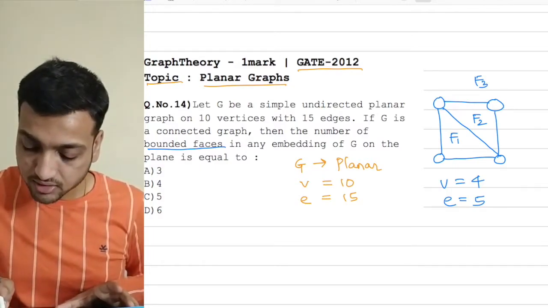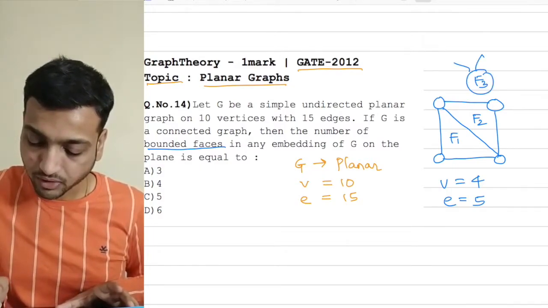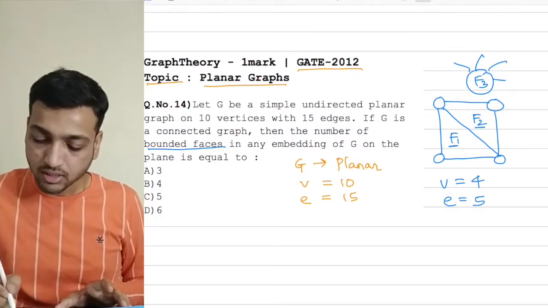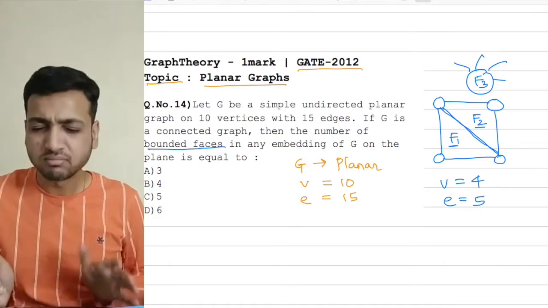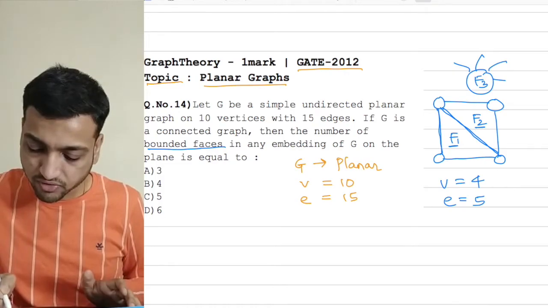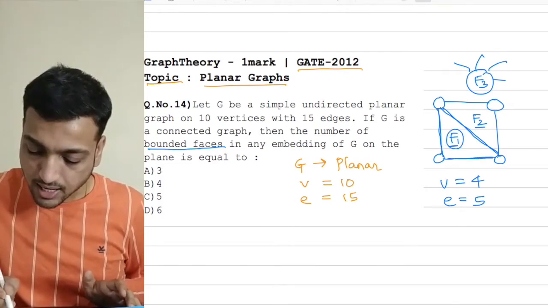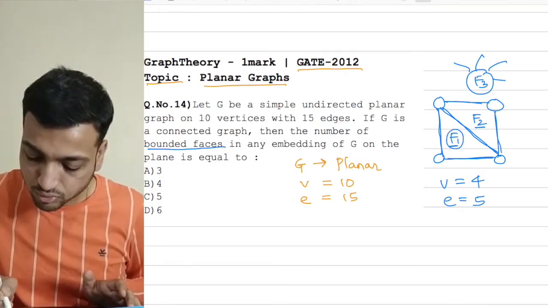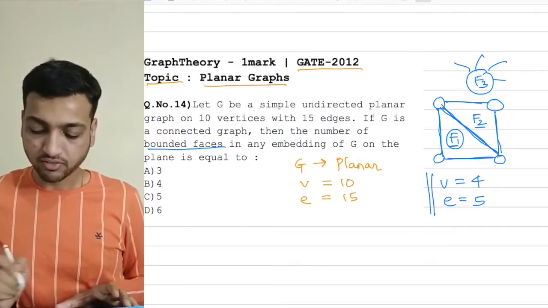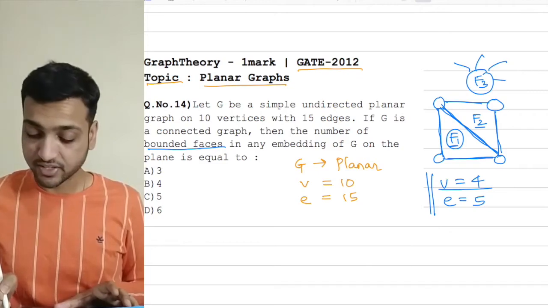So as you can see, face 3 is unbounded. It doesn't have any bounding, whereas face 1 and face 2 are bounded by these edges. They are closed by this. By bounded we mean it's closed. So this is a closed face, face 1, and this is also a closed face, face 2. So this is for this graph. It's a simple graph with 4 vertices and 5 edges.